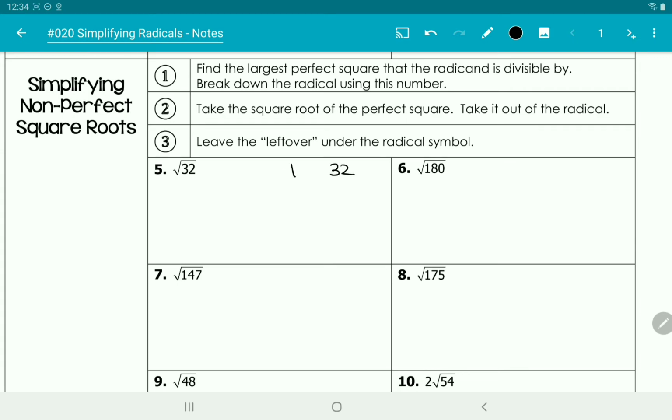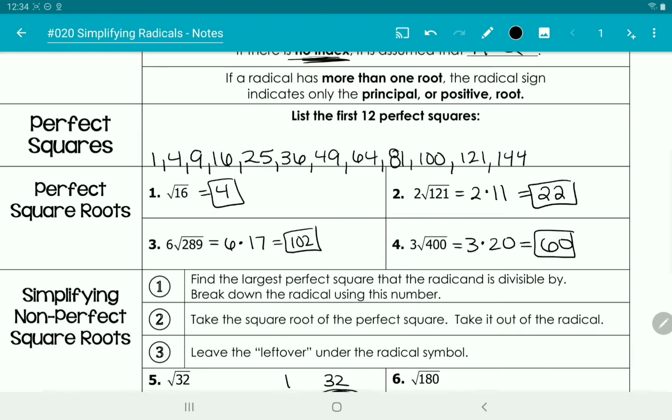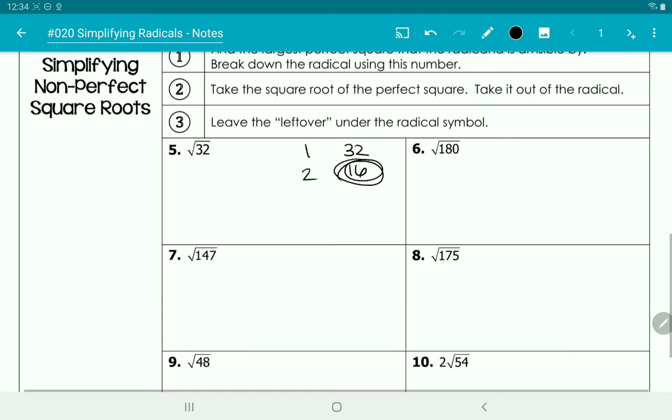So 1 times 32 gives you 32. And 2 times 16 gives you 32. And we can go ahead and stop there, okay? Because 16, if we look up on our list of perfect squares, is a perfect square.